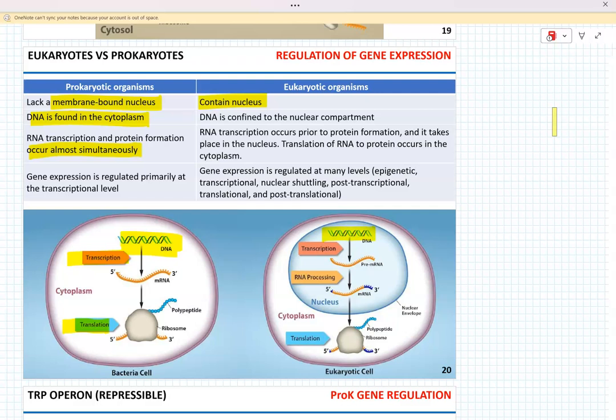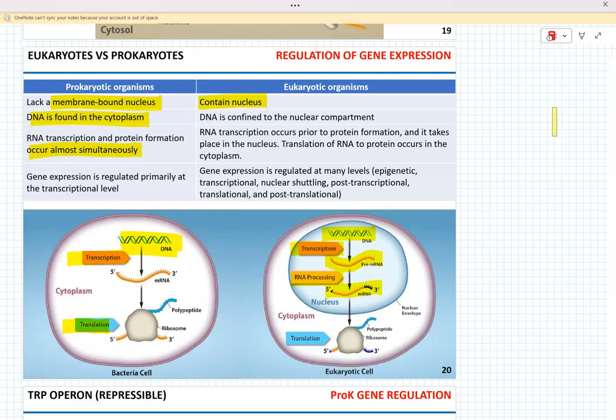The transcription of DNA into RNA molecule occurs before the protein can be formed. Transcription takes place in the nucleus, producing pre-mRNA, which then has to be processed in the process of splicing, capping, and polyadenylation, so the mature functional mRNA can be formed.